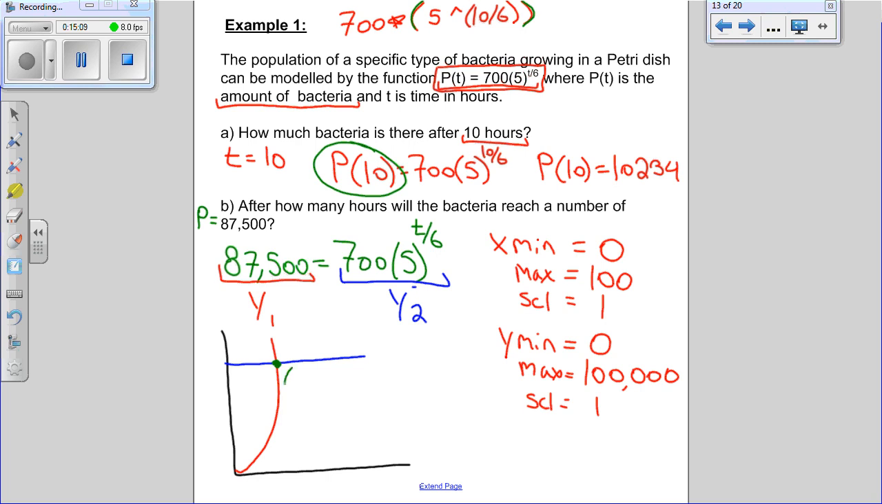18, 87,500, where X is time, Y is your population of bacteria. The answer would be 18 hours. So after 18 hours, that thing grew all the way to 87,500. It happens really, really fast. Exponential growth always happens really, really fast.